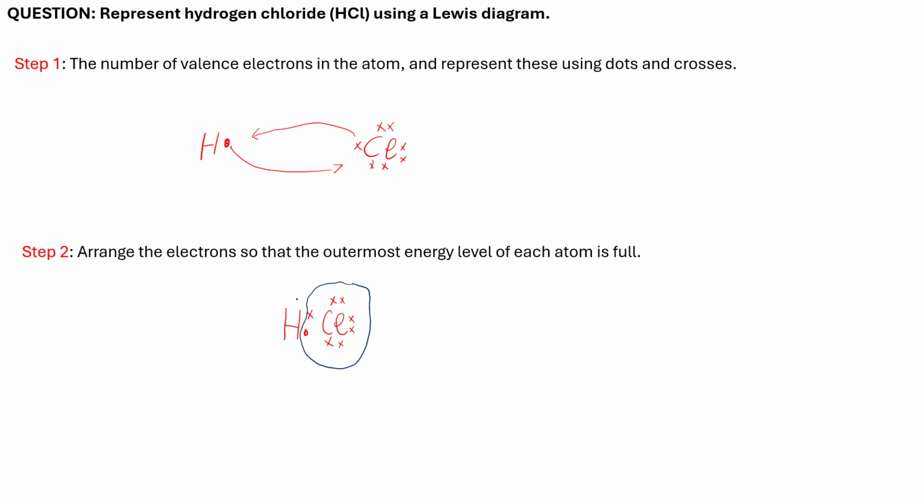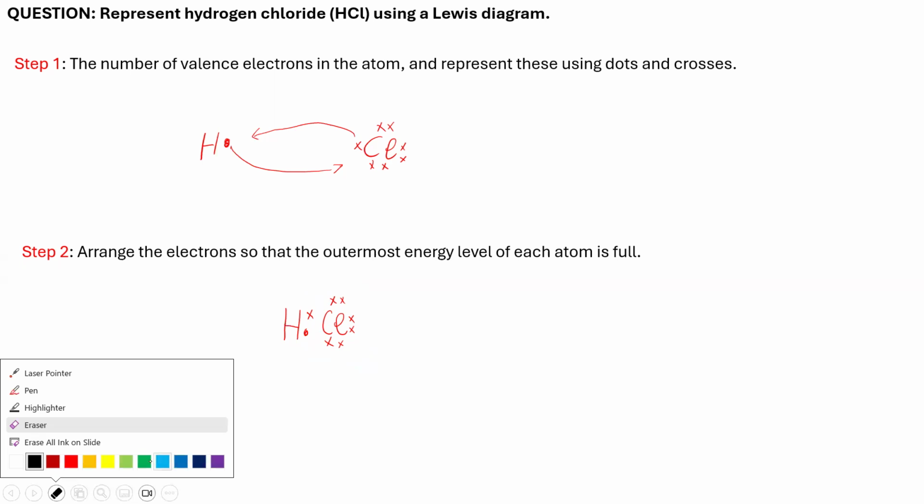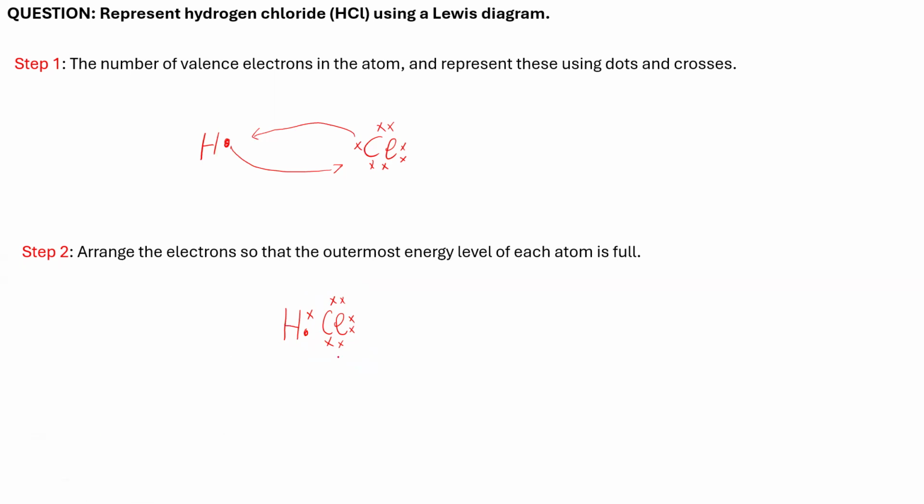And hydrogen needs only 2. It doesn't have to be surrounded by 8 because it doesn't obey. That's the exception. Hydrogen doesn't obey the octet rule because its outer energy level doesn't take a maximum of 8 electrons. So now this will be our final answer to the question. Simple as that.